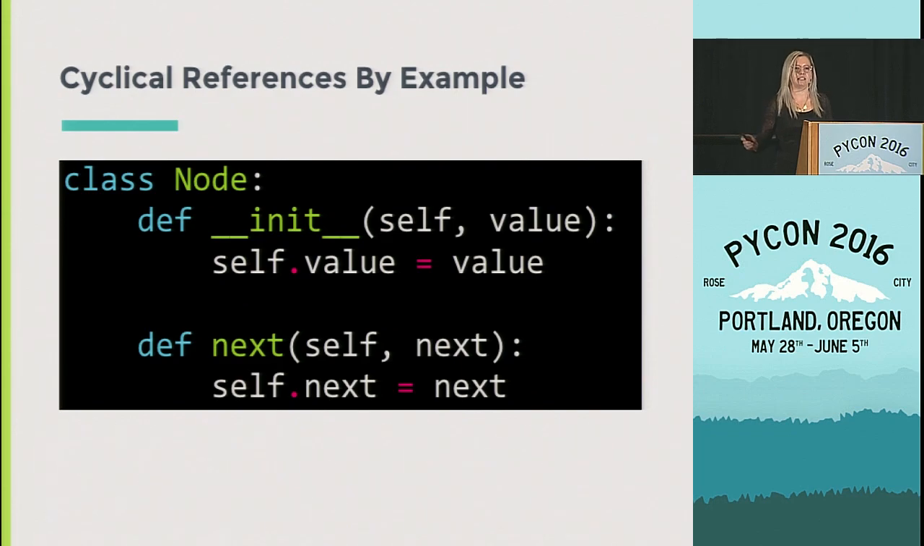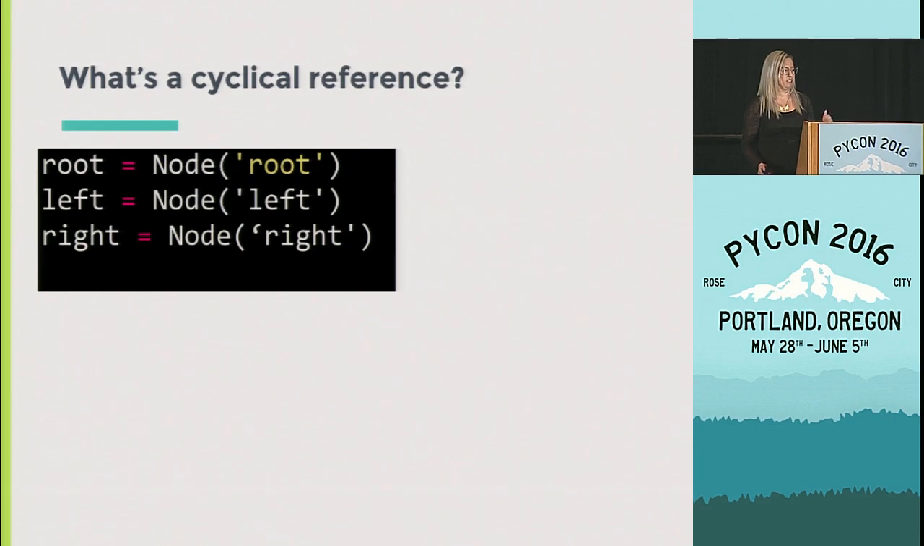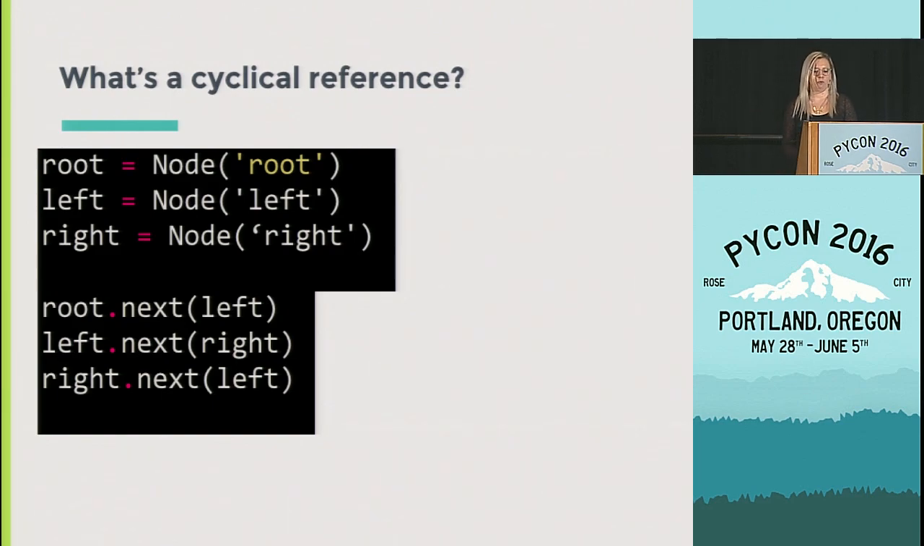So what is a cyclical reference? Let's talk about it by example. Here we have a node class, and it contains a value and a reference to the next node. We declare a root node, a left node, and a right node. Then we point our root node at left, we point our left node at right, and we point our right node back at left. What does that look like?